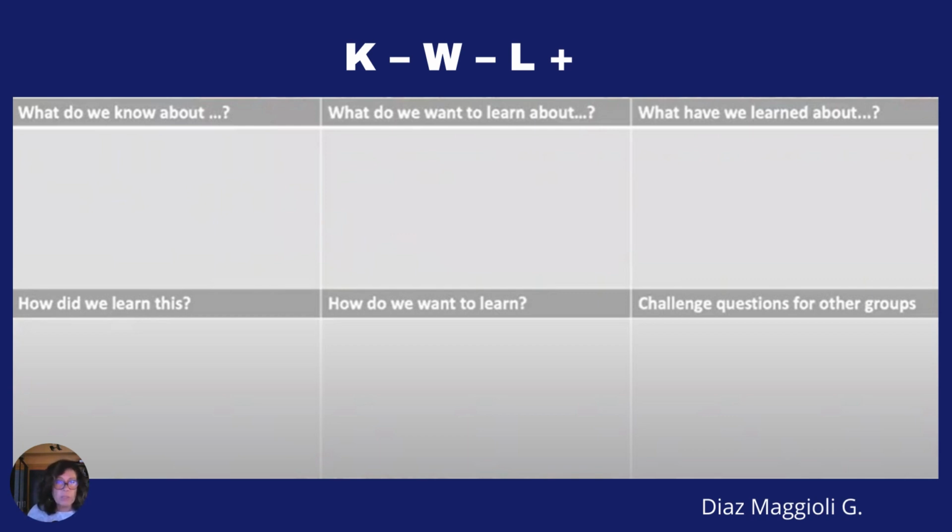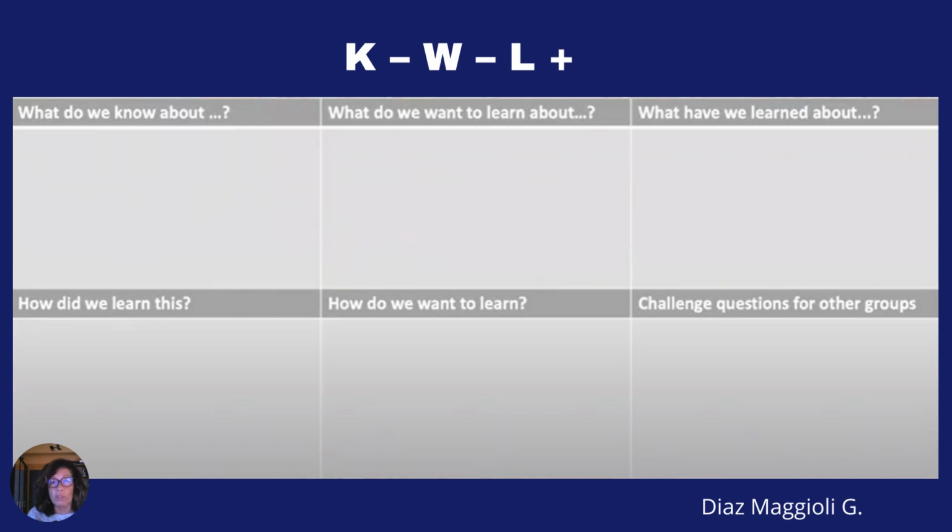Now, to the question, what do we want to learn, we add: how do we want to learn? So this gives you valuable information about what works and what doesn't work for your students in terms of the procedural aspects of learning. And then at the end of the lesson or at the end of a particular learning cycle, you can ask the students what they have learned about this topic, and they reflect and write it down, and at the same time they create questions.